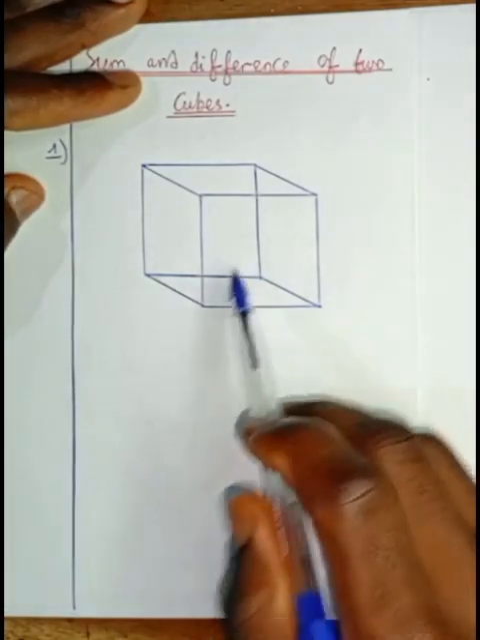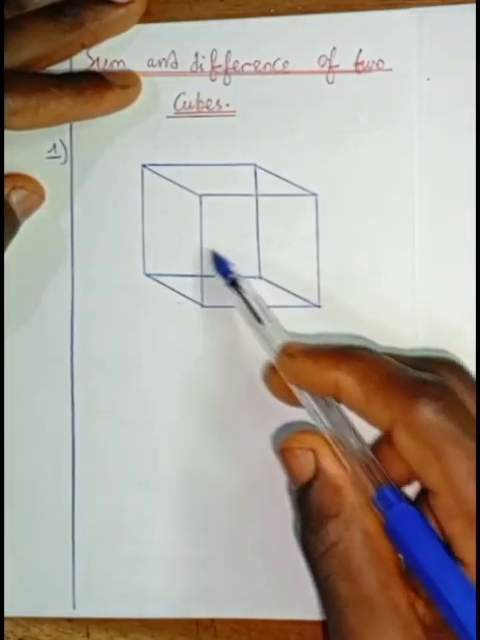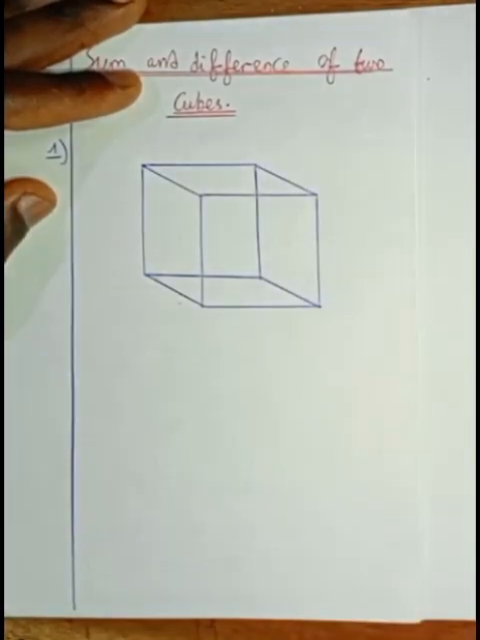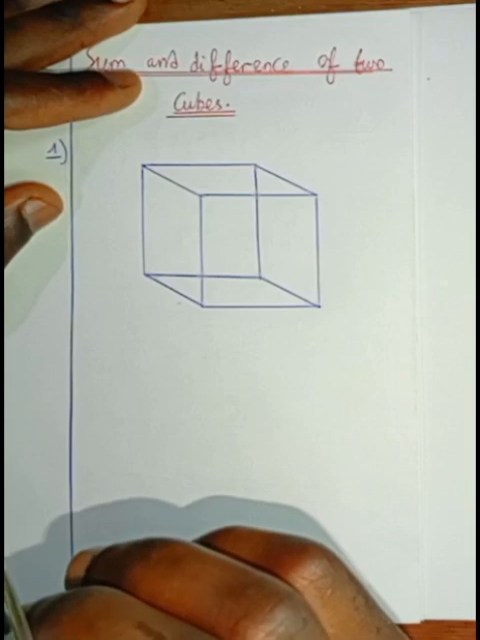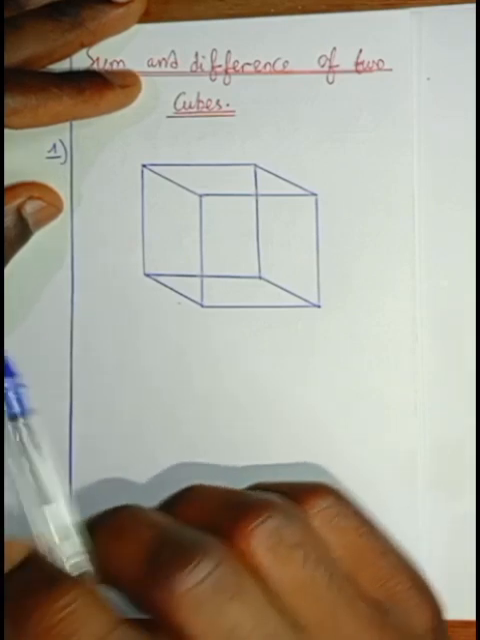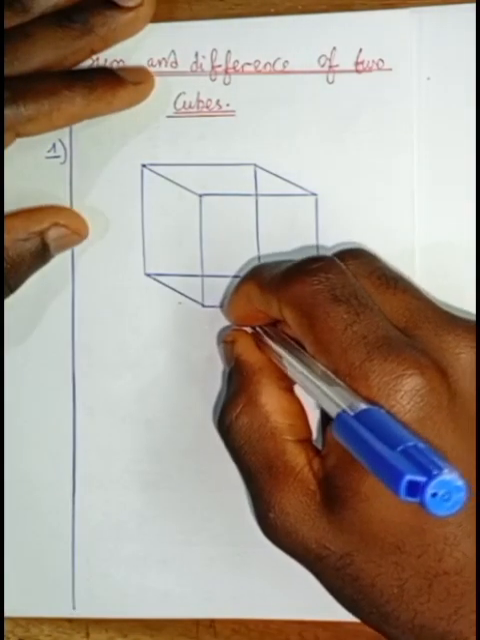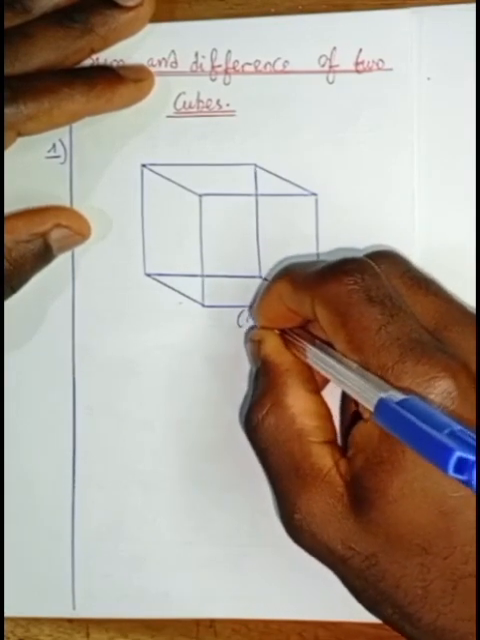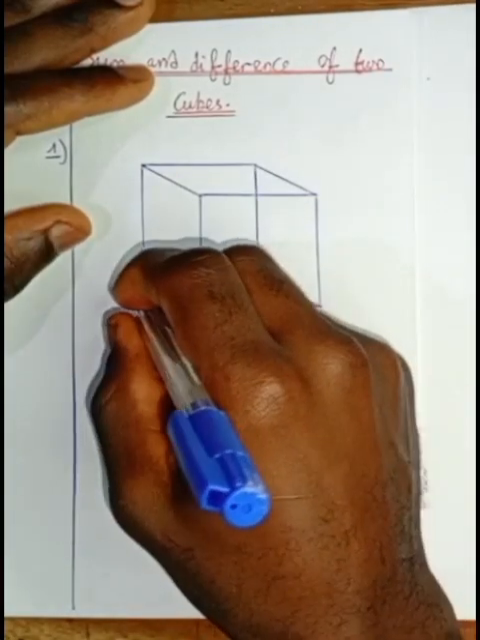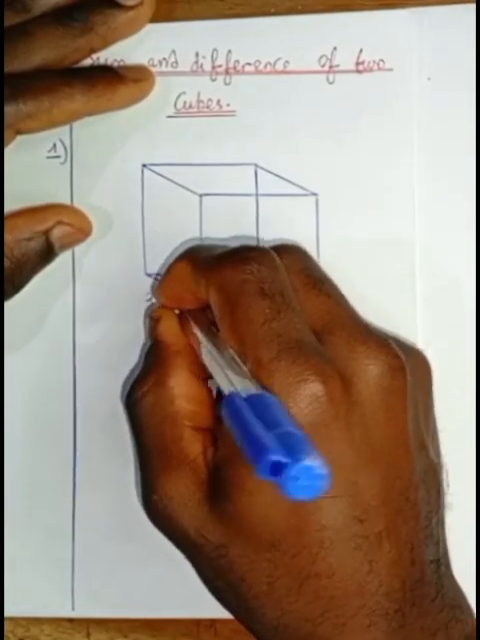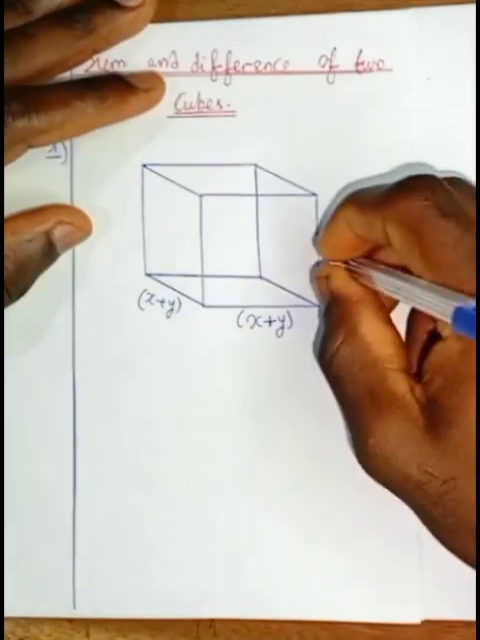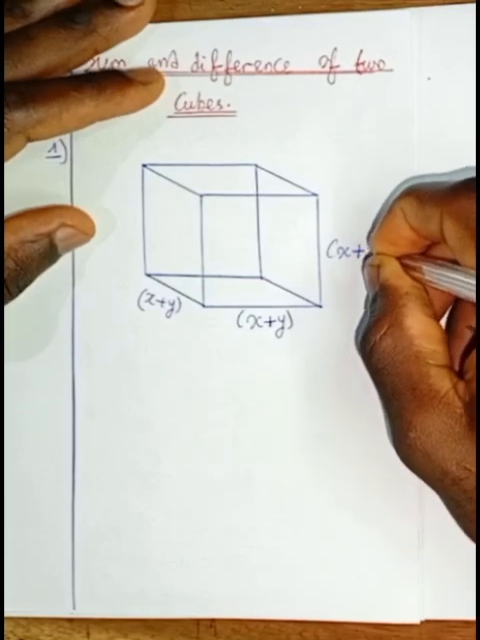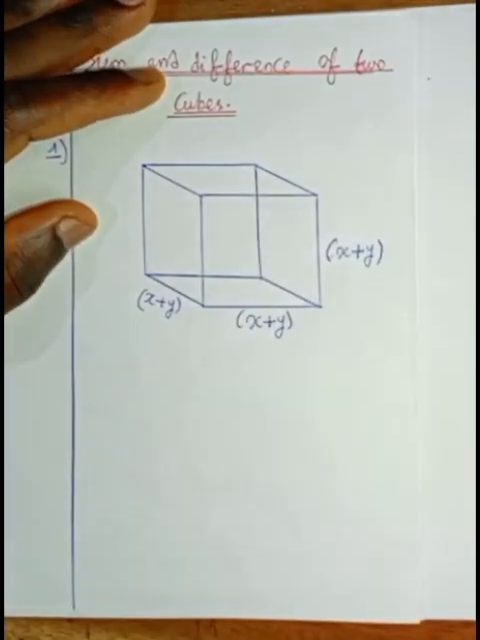You see that this cube has 1, 2, 3, 4, 5, 6 faces. The faces of a cube, they are all squares. We know a square simply has 4 equal sides. Assume the sides of the square are of dimension x plus y. This other side will be x plus y. And the height of this cube will simply be x plus y, since the 6 faces are all squares.